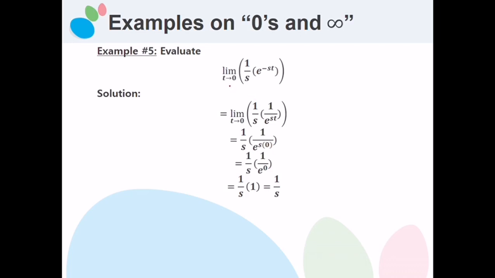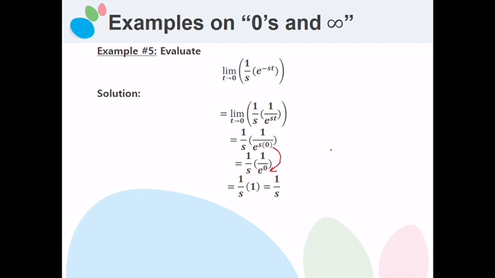Next, we are going to evaluate the limit of 1 over s times e raised to negative s t, the same function, but now t approaches 0. Using the same method as before, we simplify the equation and then substitute the value of 0 for t. So 1 over e raised to s times 0, and we know that s times 0 is 0, so that is e raised to 0.